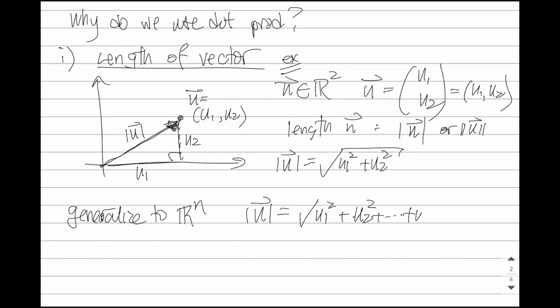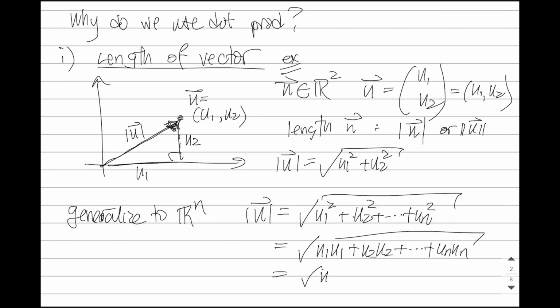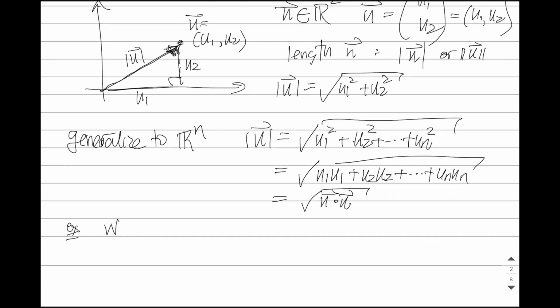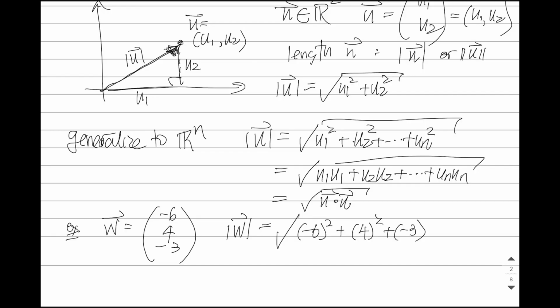Now, how does this connect to dot product? This is really u1 times u1, u2 times u2, all the way down to un times un, which is the dot product of a vector with itself, and then we take its square root. For example, if I give you a vector w, -6, 4, -3, the length of this vector would simply be the squares of the components all added up, and then you take the square root of the final answer. So you'll end up getting a square root of 61.